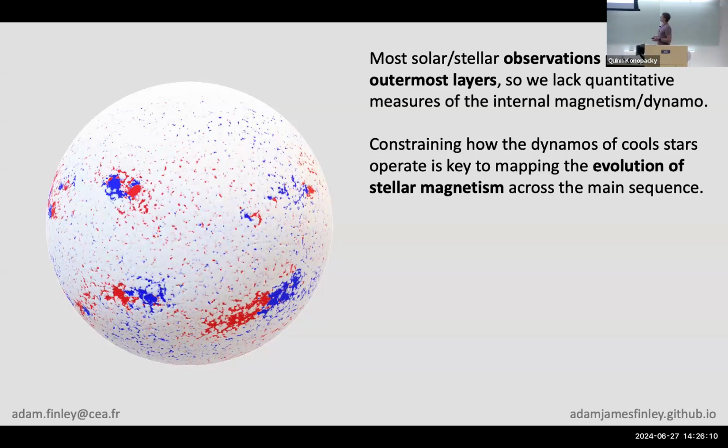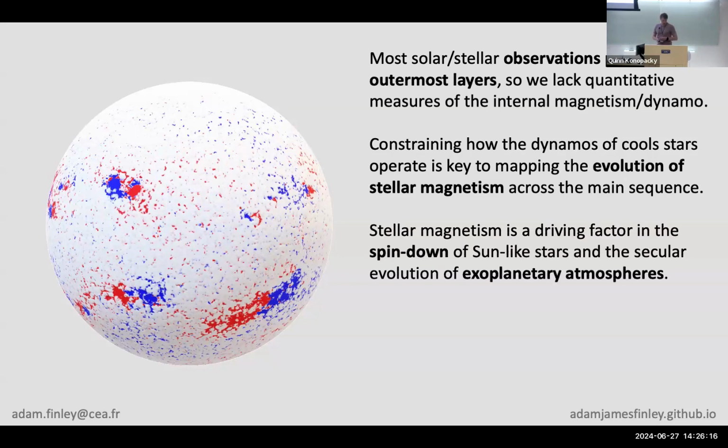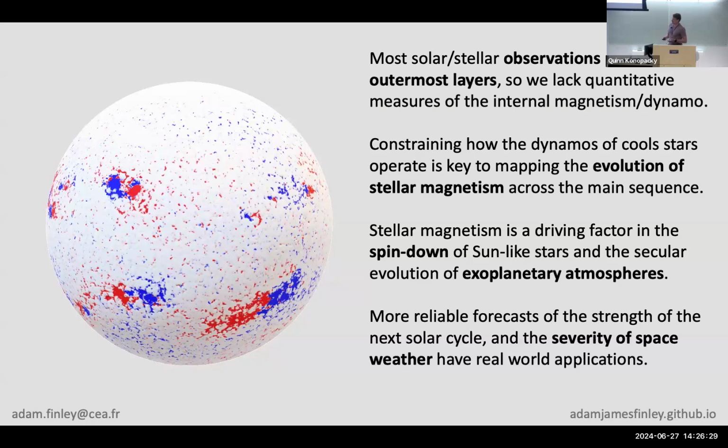And so it's key that we understand better the generation of magnetism inside stars, because it's a driving factor in how the rotation periods evolve for sun-like main sequence stars, the impact that it has on exoplanetary atmospheres and things like this. And more close to home, it's really important that we can make predictions about how active our own star is going to be for our infrastructure that's in orbit around Earth.